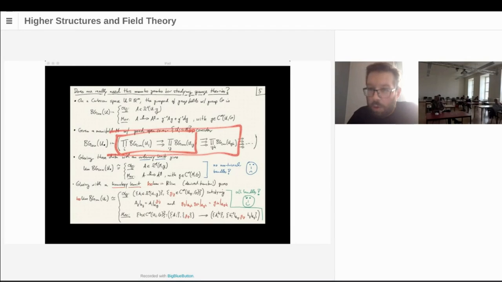And note that on these triple overlaps, this is where you get the cocycle condition. So in this homotopy limit, the triple overlaps play a role. This is where the cocycle conditions live. I see. Thank you.